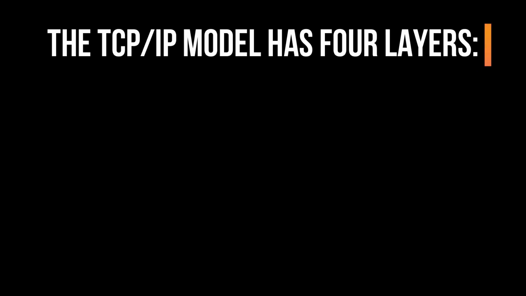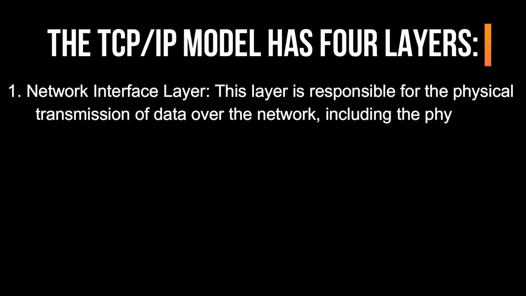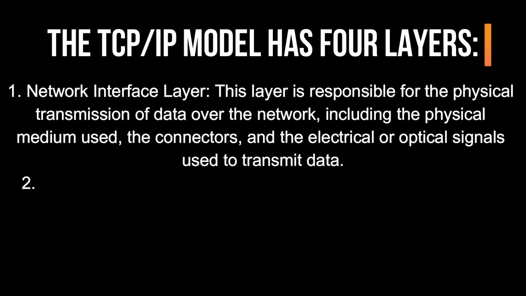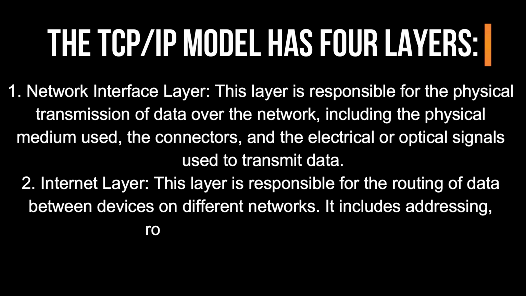The TCP/IP model has 4 layers. 1. Network interface layer. This layer is responsible for the physical transmission of data over the network, including the physical medium used, the connectors, and the electrical or optical signals used to transmit data. 2. Internet layer. This layer is responsible for the routing of data between devices on different networks. It includes addressing, routing, and congestion control.